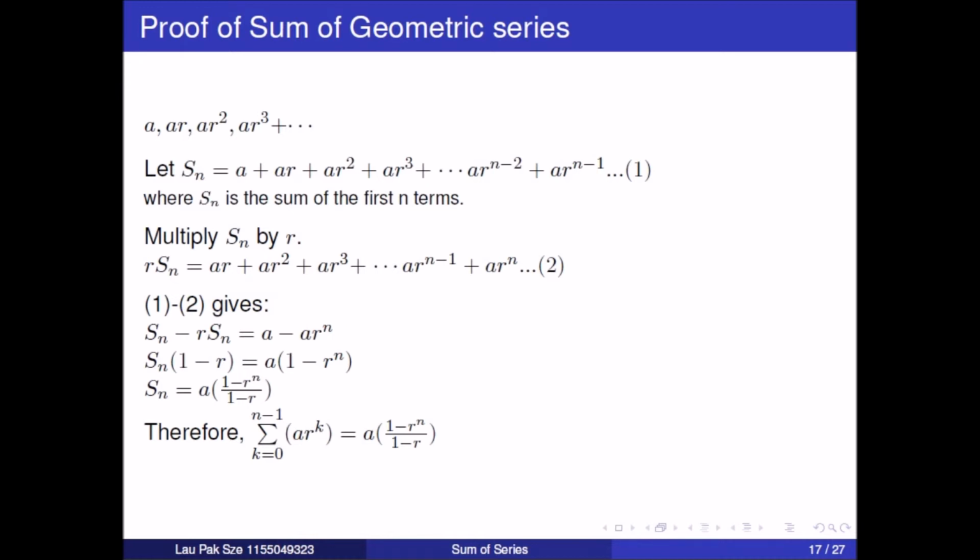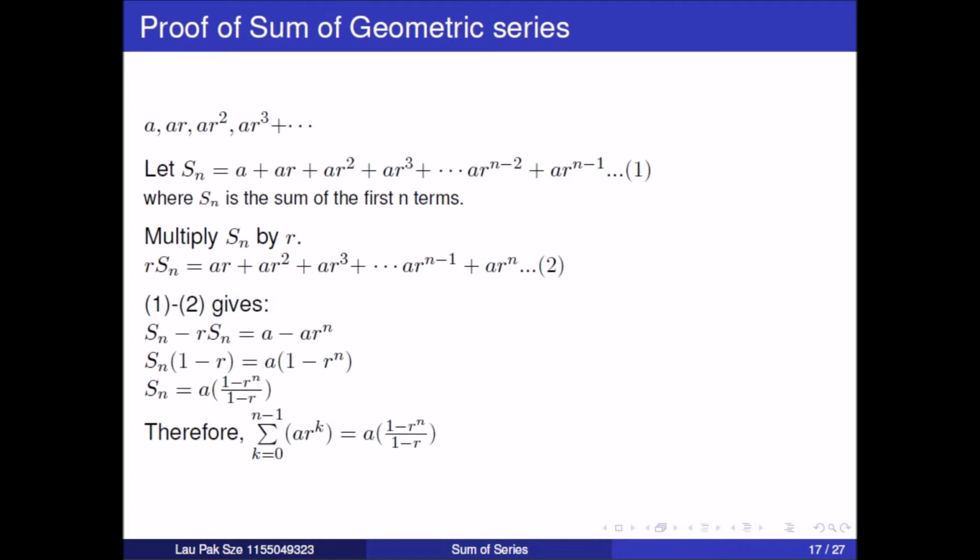Firstly, we let Sn equal a plus ar plus ar squared, and so on, plus ar to the power of n minus 2 plus ar to the power of n minus 1, and we call this 1. Then we multiply Sn by r, and we get rSn equals ar plus ar squared, and so on, plus ar to the power of n minus 1 plus ar to the power of n. This is called 2. Next, 1 minus 2 gives Sn minus rSn equal to a minus ar to the power of n, with the elimination of terms in the middle of the two equations.